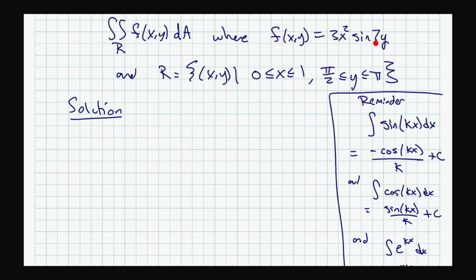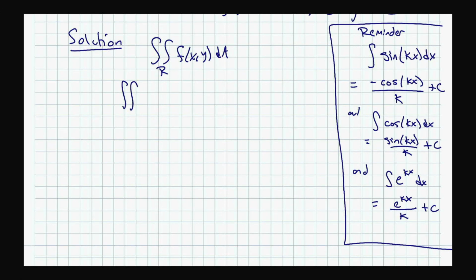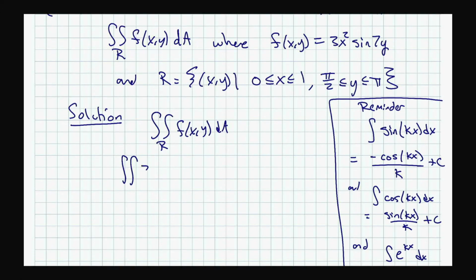The reason I'm mentioning it is right here, 7y. Okay, so let's do this. The whole point is you've got this double integral over R of f of x y dA. For us, it's a double integral of our function, which is 3x squared sine 7y. Now we have to decide, do you want to do the x integral first or the y integral first? It doesn't really matter. Let's do the x integral first. If you do the x integral first, your bounds for x are 0 and 1. So those go there.